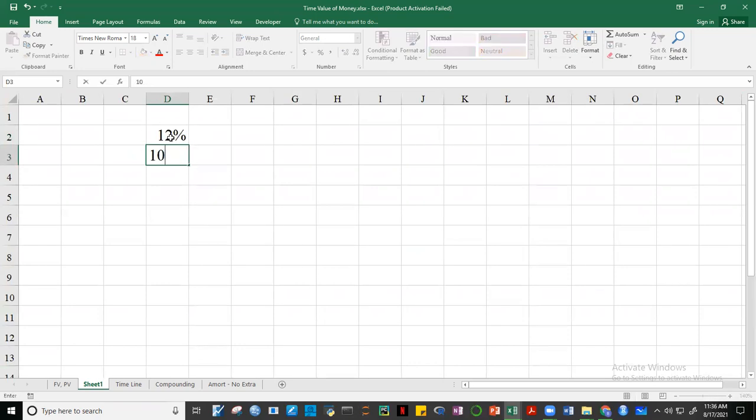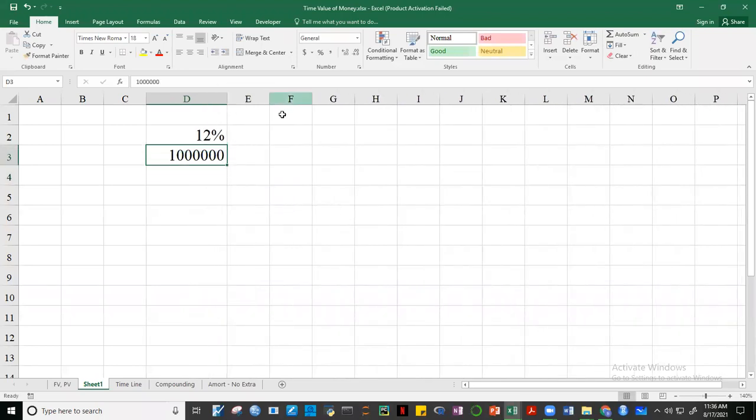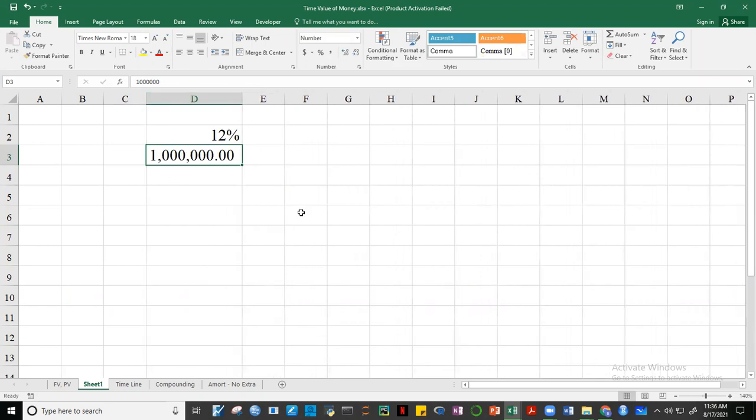12% and then we have 1 million today. Okay. Tingnan natin, guys, yung power of compounding. So we have 1 million today. Okay, we'd like to know how much will this be after 5 years, 10 years, etc. Going down to, gawin natin hanggang 100 years. Okay, so let me start with 5 years and then 10 years.